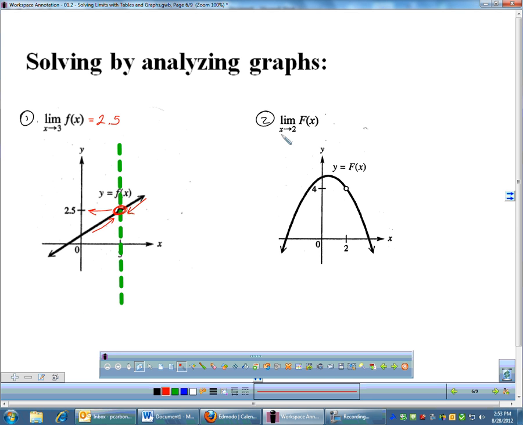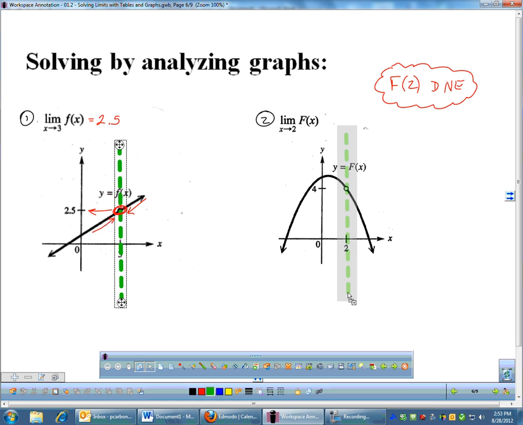Number 2, I'm going to do the same thing. Limit as x approaches 2. And this is where people start to get a little bit confused. There is a hole at 2. My function is not defined. So if I were to say, what is f of 2? Well, f of 2 doesn't exist. There's a hole. So f of 2 does not exist. However, that does not affect the limit. What's actually happening at 2 has no bearing whatsoever on the limit.